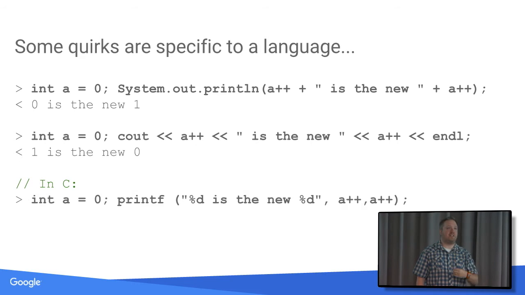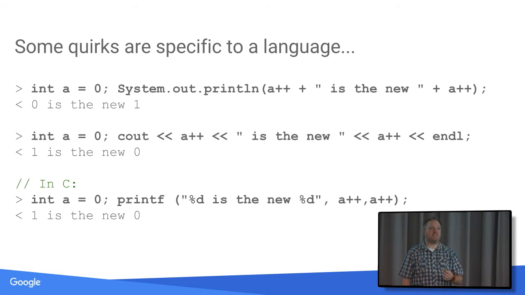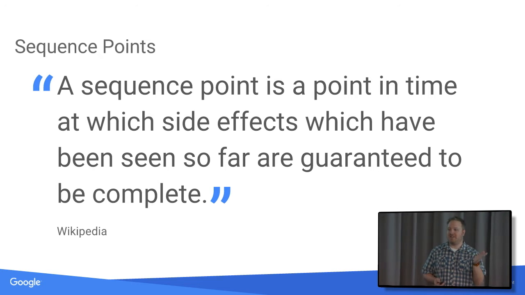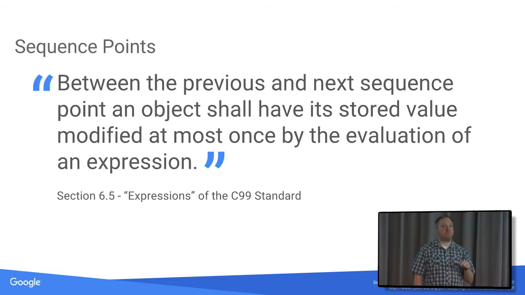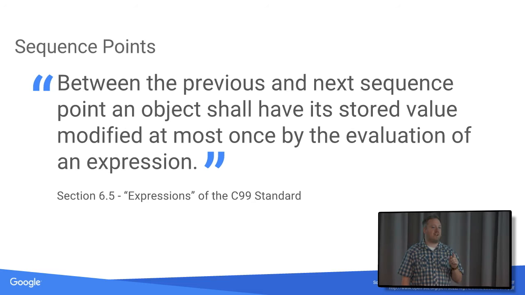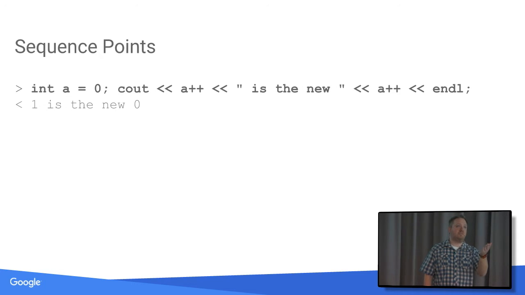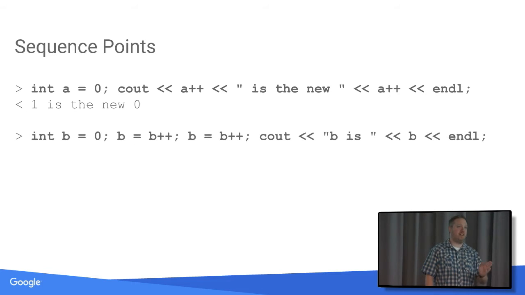Here's the C equivalent, and it does the same thing. So any C variant does something weird that's not the same as Java. Why is this? It all has to do with sequence points. Sequence points are defined in C as a point in time at which side effects are guaranteed to be complete, and they vary from language to language. Java and C/C++ are different because of sequence points. C also defines that between the previous and next sequence point, an object shall have its stored value modified at most once. We modified it once, then when we tried to modify it again, it had no effect. So 1 is the new 0 because A was incremented once, and you can't increment it twice between two sequence points. So that's why that works.